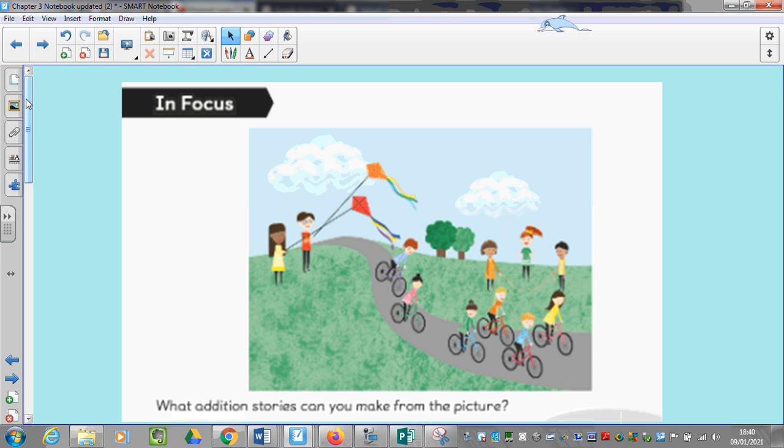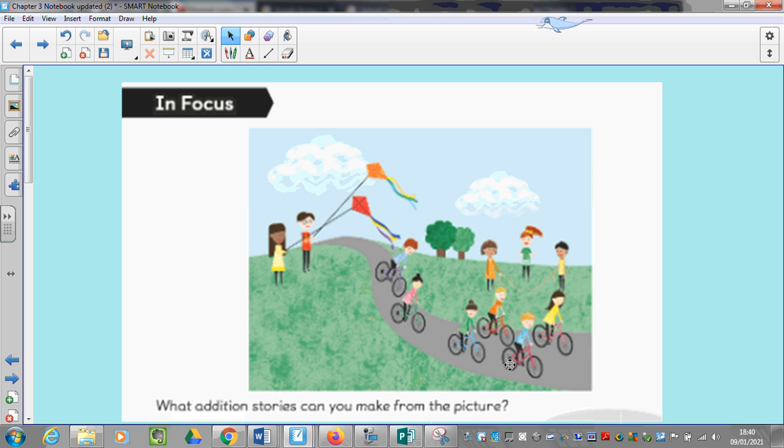Today we're going to be doing some maths talking. Looking at this picture here, we can see some children playing in the park. And what I want you to do is make addition stories based on what you can see here in the park. So I can see 2 children flying 2 different kites. I can see 2 different clouds. I can see some trees. I can see some children playing with a skipping rope. There are some children riding their bikes.